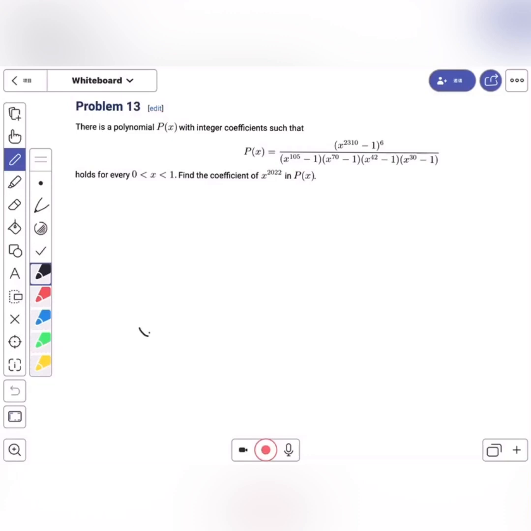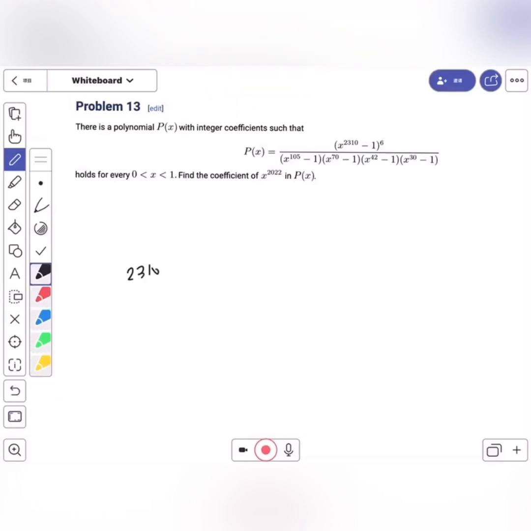All of the terms can be expressed as x^m minus 1. This expression seems to be kind of interesting. Now let's also look at the number 2310.